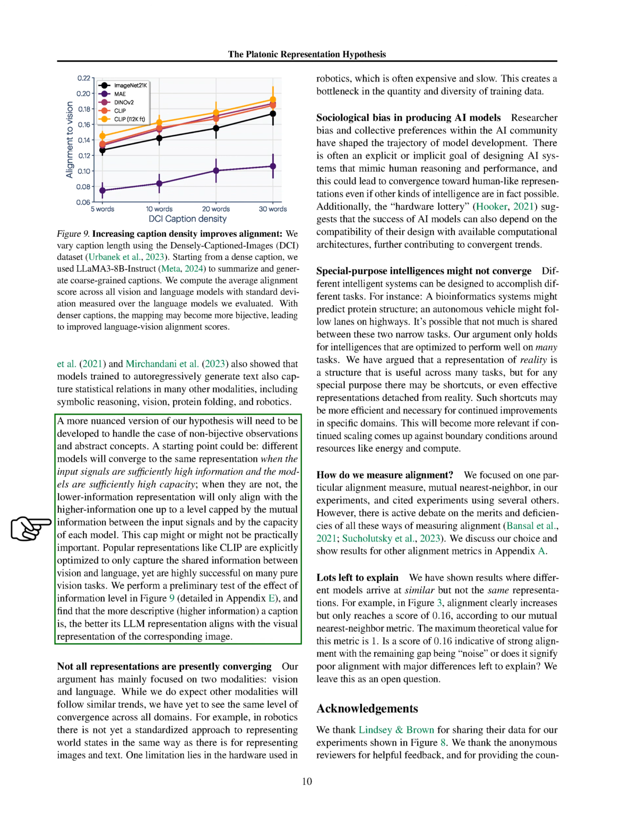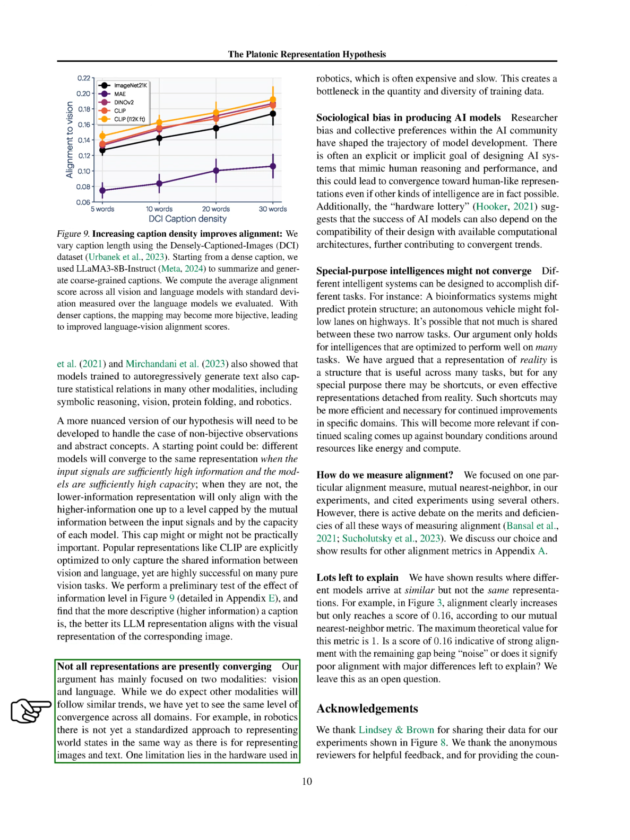Section. Not all representations are presently converging. In this section, we have discussed how not all representations are currently converging. Our focus has been on vision and language modalities, with the expectation that other modalities will eventually follow similar patterns. However, we have not observed the same level of convergence across all domains yet. For instance, in robotics, there is no standardized method for representing world states as there is for images and text, partly due to the limitations of expensive and slow hardware, leading to challenges in acquiring diverse training data.